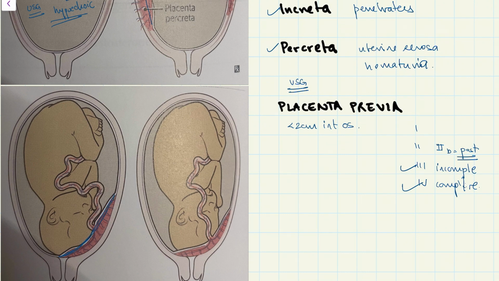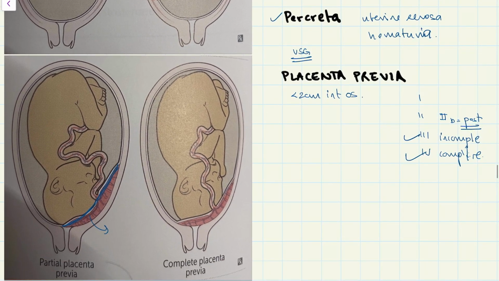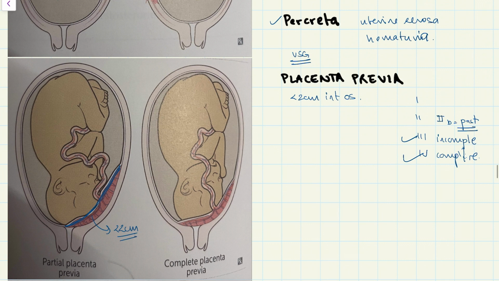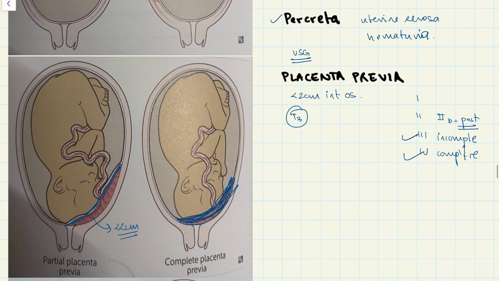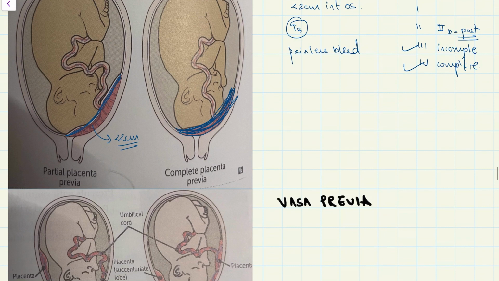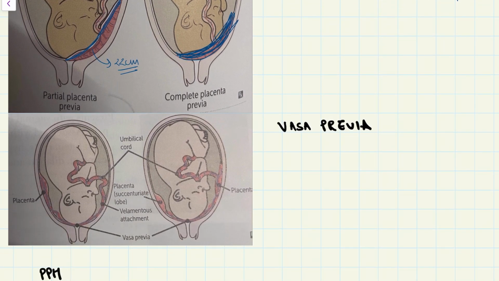So an incomplete or partial placenta previa is a placenta within 2 cm of the internal os, but it does not cover it completely, while complete placenta previa would cover the internal os completely, as it can be easily seen in the diagram. It is diagnosed in the third trimester and it is characterized by painless bleed, in contrast to abruption where there was painful bleeding. The next complication is vasa previa.